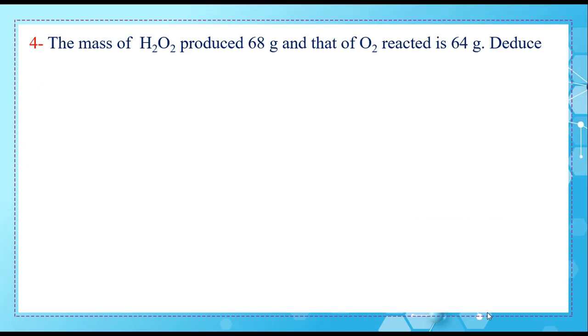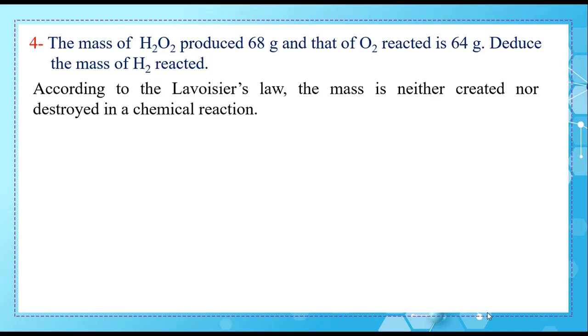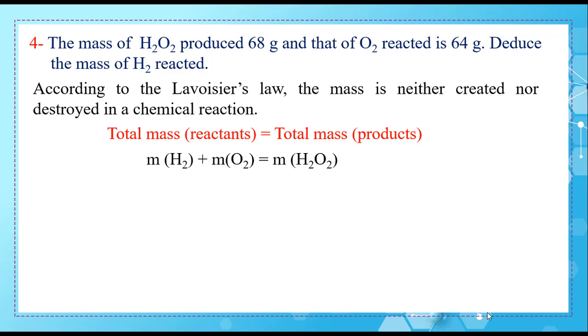Question 4. The mass of H2O2 produced is 68 grams and that of O2 reacted is 64 grams. Deduce the mass of H2 reacted. According to Lavoisier's law, the mass is neither created nor destroyed in a chemical reaction. So the total mass of the reactants is equal to the total mass of the products. The reactants of this reaction are H2 and O2, while the product is H2O2. So, mass of H2 plus mass of O2 is equal to the mass of H2O2.